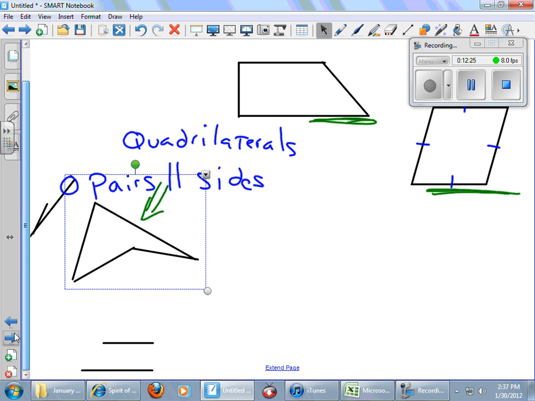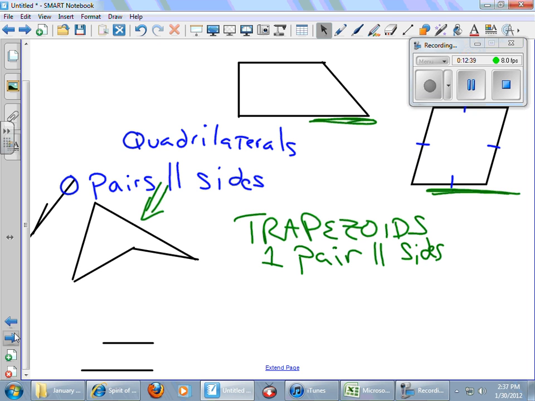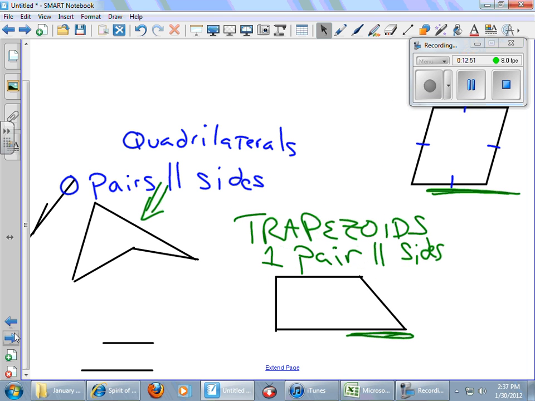Okay, now we know the trapezoids, right? The trapezoids have 1 pair of parallel sides. Okay, well, I look up at these examples. This has 1 pair of parallel sides. Right? So I will group them together and I will bring him down here. This one has 1 pair. It actually has 2 pairs, so that's not a trapezoid.